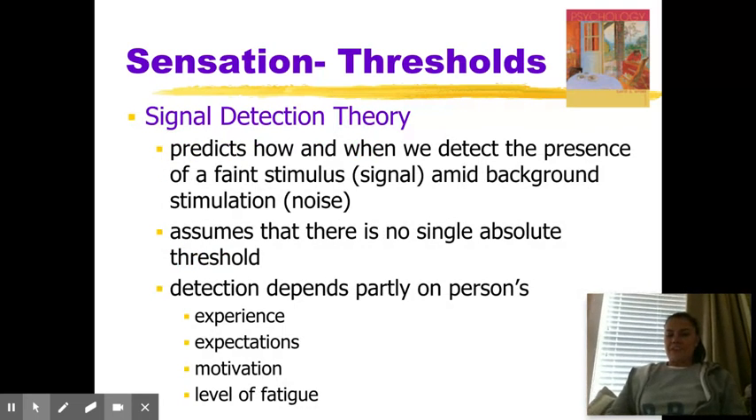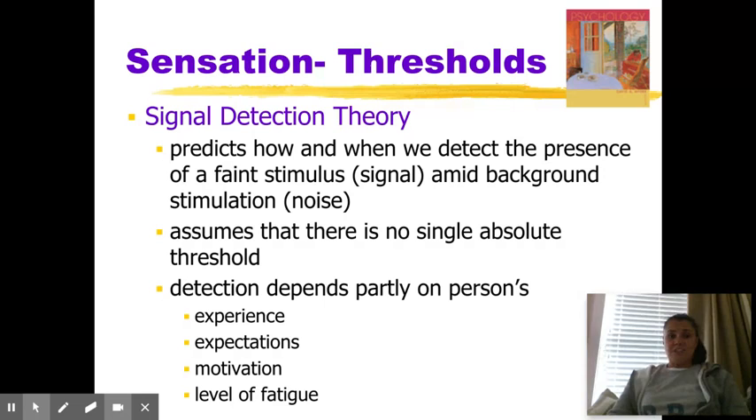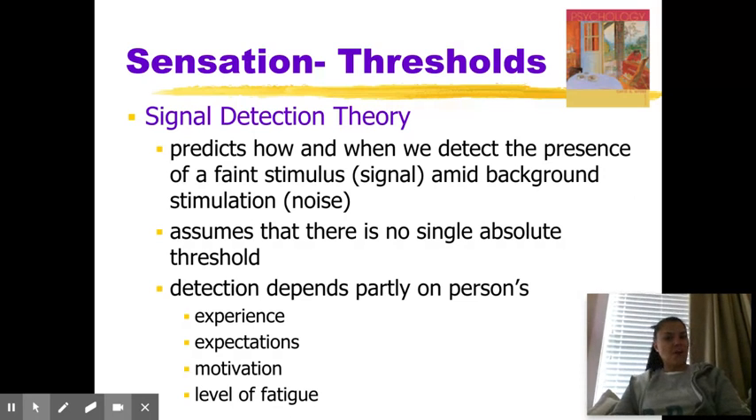Signal detection theory. Signal detection theory predicts how and when we detect the presence of a faint stimulus amid a background of noise. Okay, so let's say that you're in a really busy room, like the lunchroom or the cafeteria in a normal year, and the volume is fairly loud. But you're sitting there at a table and you're waiting and expecting your friend to come and get you because you guys are supposed to run to Taco Bell.